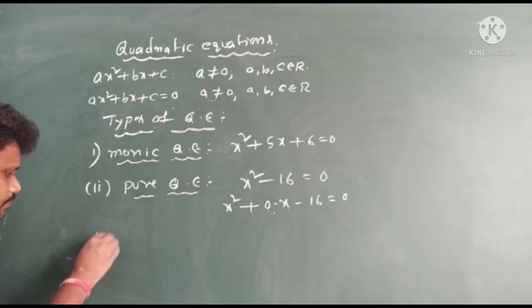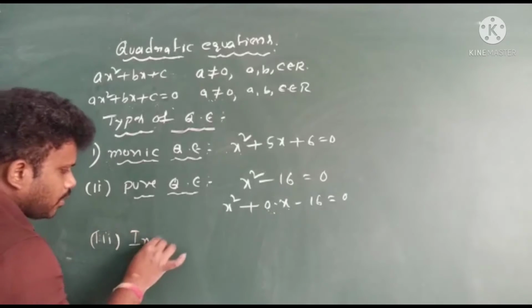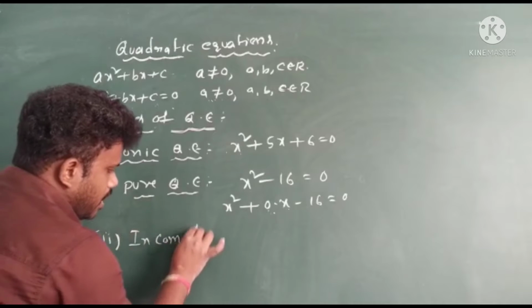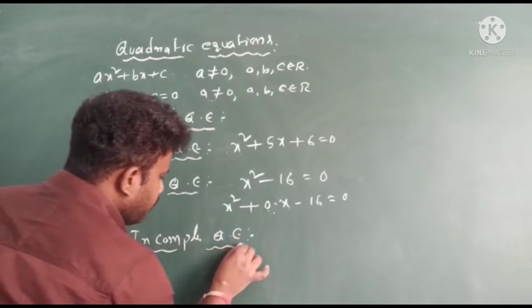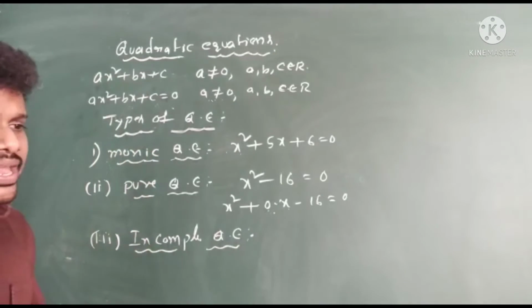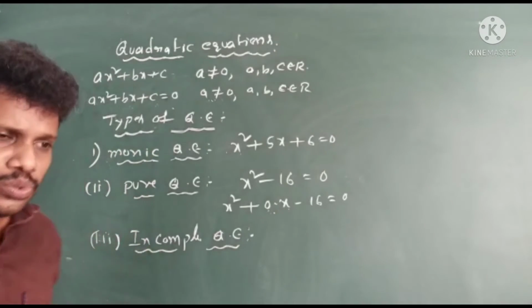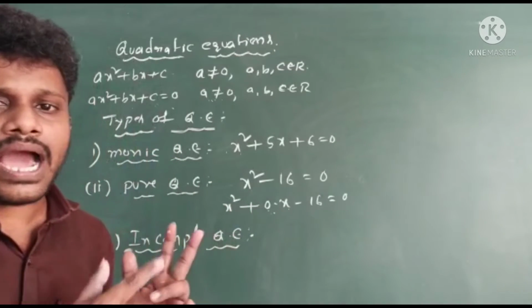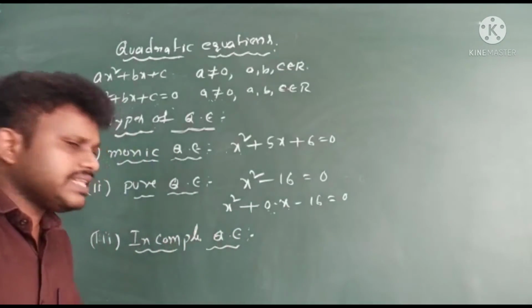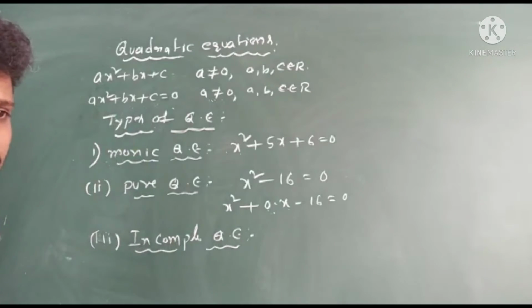And the third one is incomplete quadratic equation. The name itself shares the definition: the quadratic equation is not completed. So in a quadratic equation, if either the x coefficient is 0 or the constant value is 0, then we can say that it is an incomplete quadratic equation.